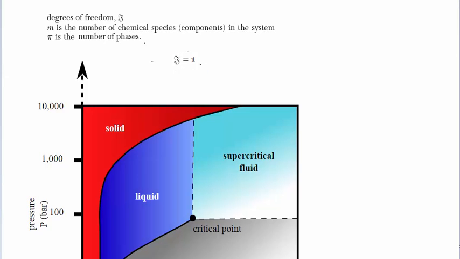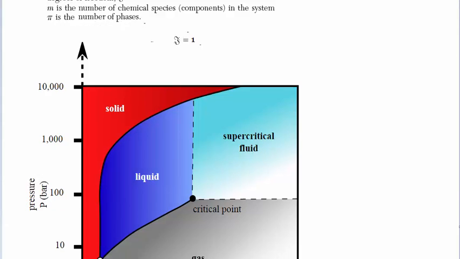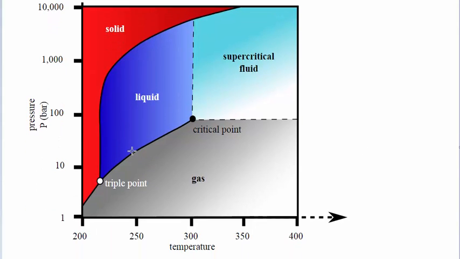That means your degrees of freedom, by this Gibbs phase rule, is going to be 1. That means if you're in liquid-gas equilibria, you must move along this line. You only have 1 degree of freedom, so you can't move away from this line. Here you can see the self-correcting processes of equilibrium.